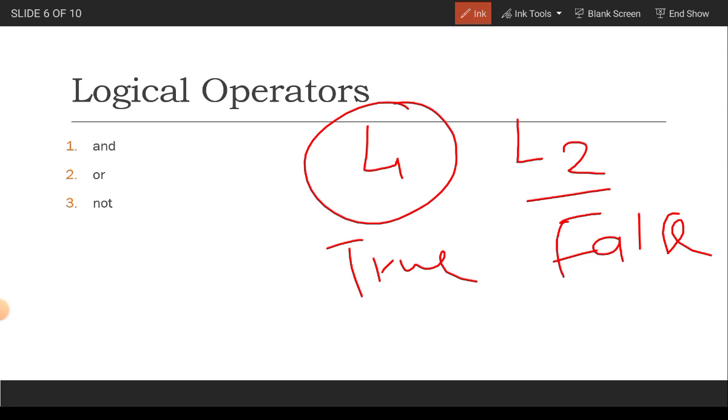Okay, OR operator. What does the logical OR do? Logical OR will give true if any one of them is true, and logical NOT will give false if it is true, and true if it is false. Like it inverts our logic.